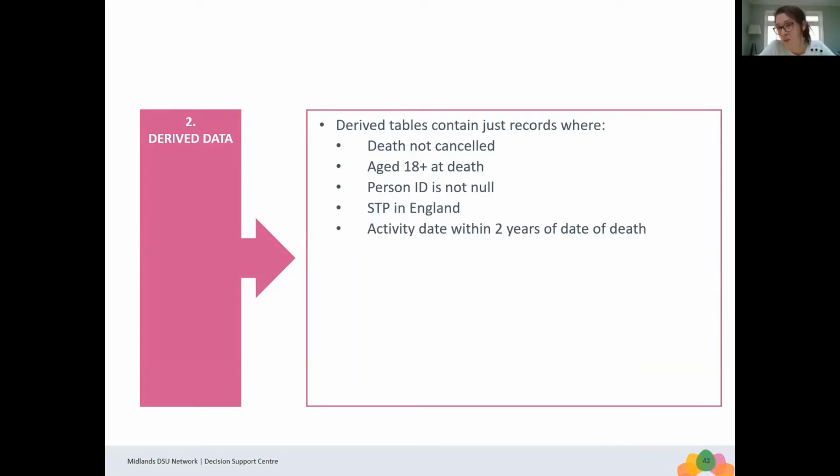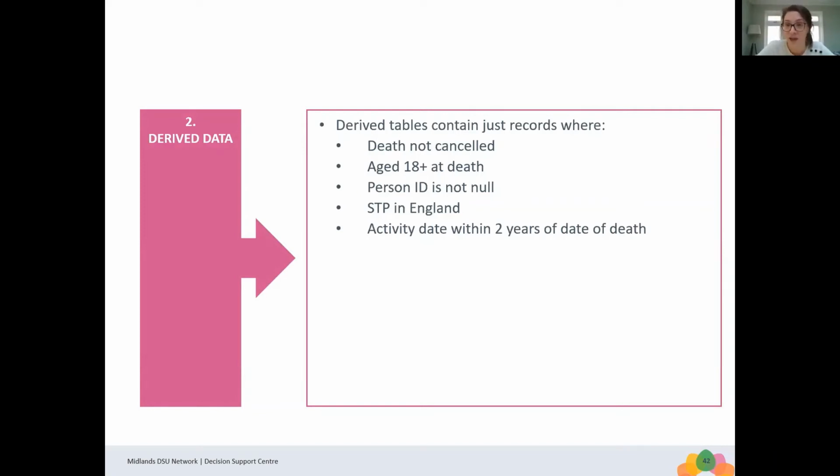This is very small numbers. I think it's something like 37 out of over 500,000 deaths, but it's just to explain to you the criteria that you'd see in our SQL, why it's there. So we've excluded any deaths that were then cancelled. Because our report is just dealing with adults at this stage in the process, we also exclude anybody who was under the age of 18 when they died.